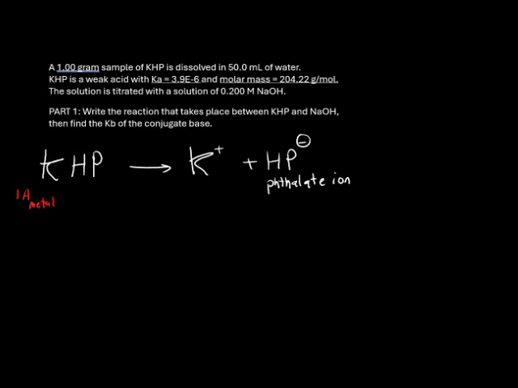Now, HP is an abbreviation for the phthalate ion. Note that this is not potassium, but the capital P just stands for phthalate. The phthalate ion is an amphiprotic species. It starts with an H and is also negative.